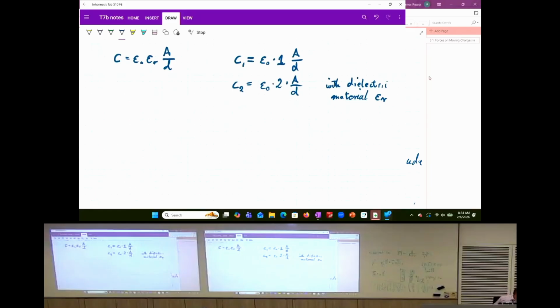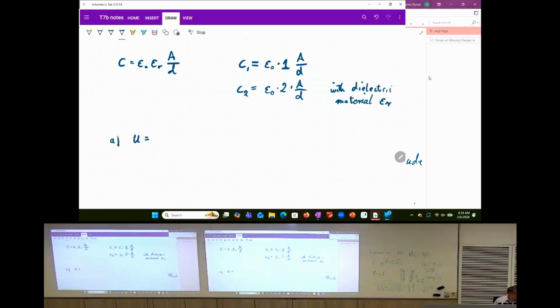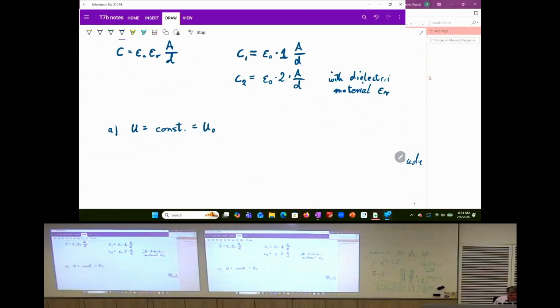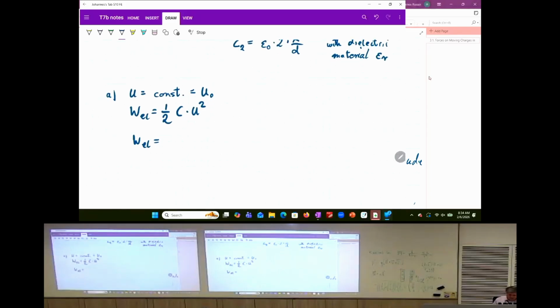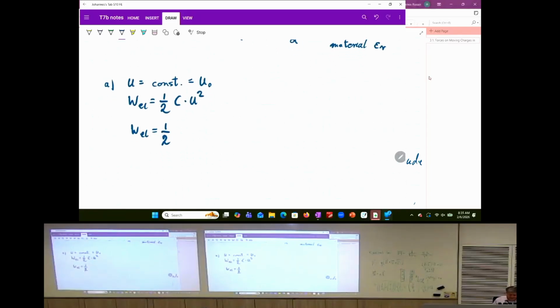And the question was: now the voltage between the plates is kept constant. So in the first problem, U is constant, and we say that is U0. So the electric energy is 1/2 times C times U squared. So if we keep U constant, then in scenario 1 the electric energy is 1/2 times epsilon naught times A over d. This is our capacitance times the voltage squared, right?